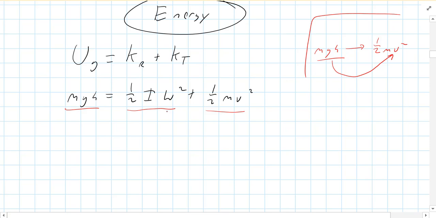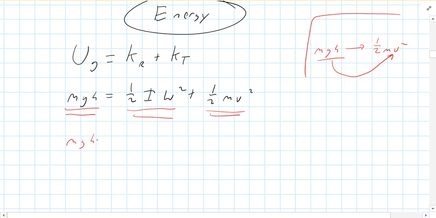So that's another reason why the cylinder is not moving as fast at the bottom as a block would be, because only some of the potential energy gets to make it move forward. We have to spend some energy making it spin as well. Okay, now as far as the math goes, this is pretty easy.